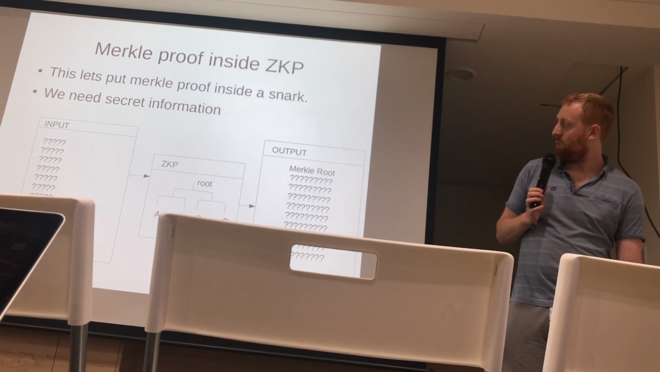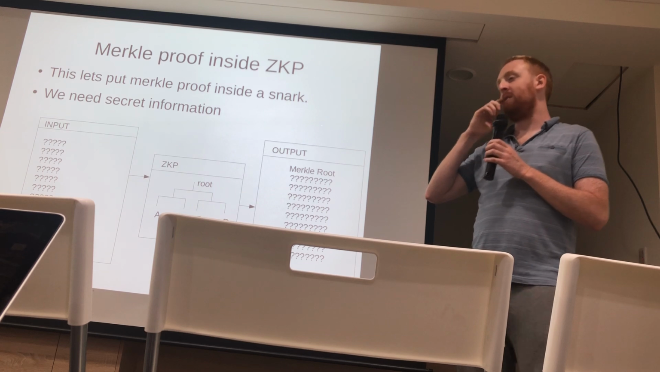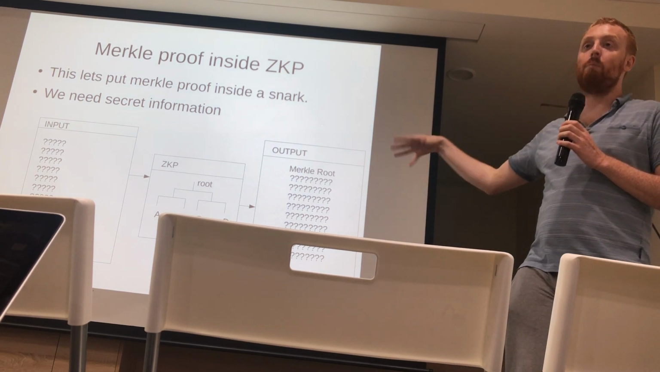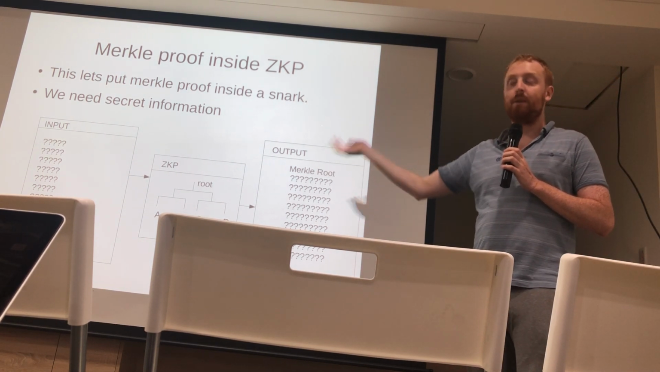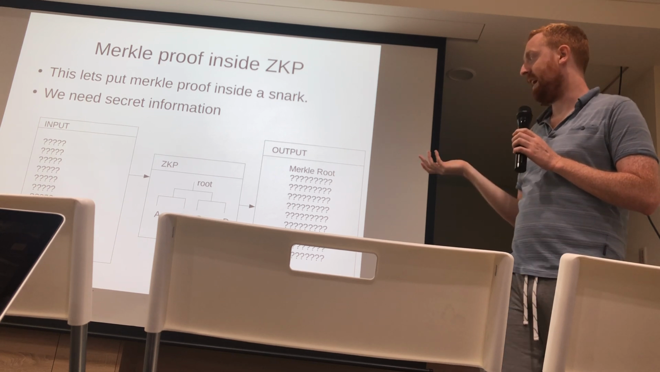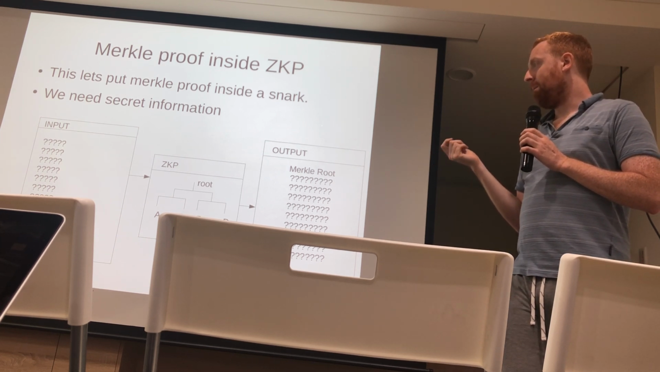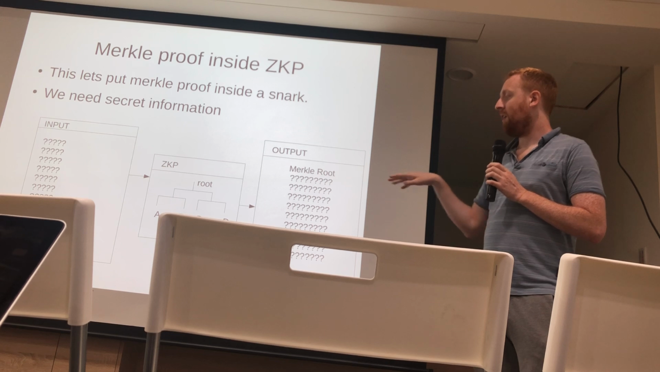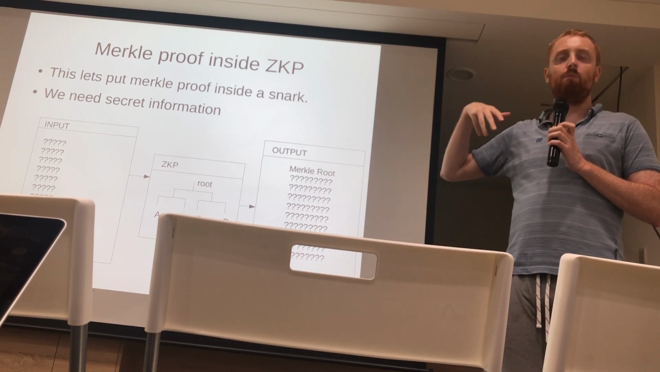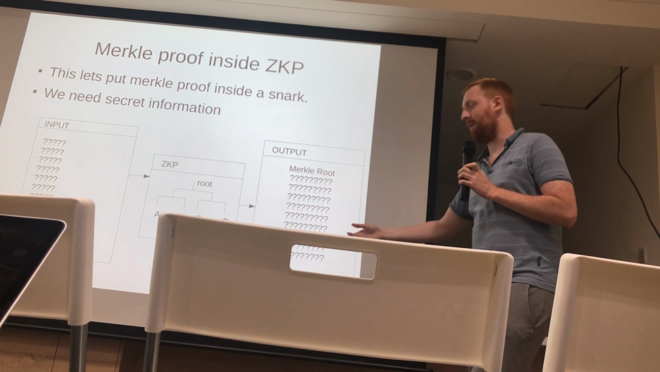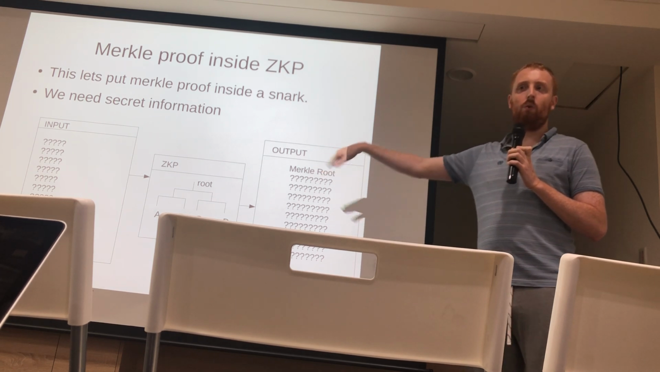So there are those binary proofs, but really what we want to do is make proofs about more general stuff. So one thing that is interesting for us to do is a Merkle proof inside a SNARK. The idea here is that A, B, C, and D are some values, and you can make a proof that you know one of those values.